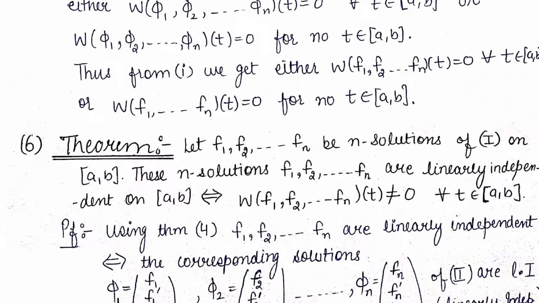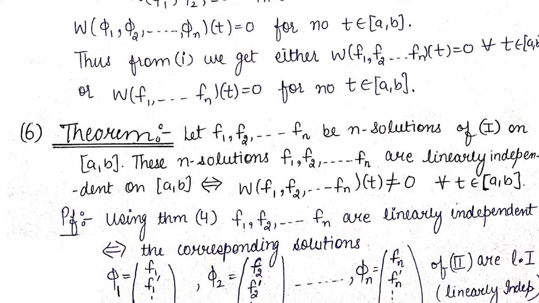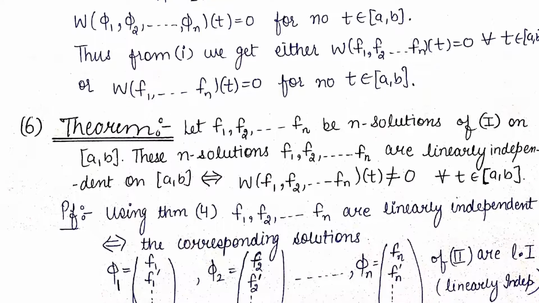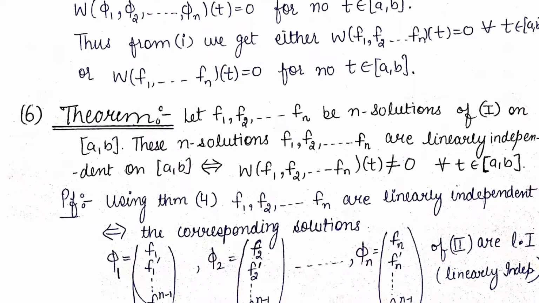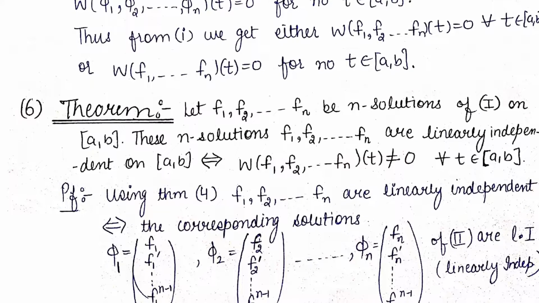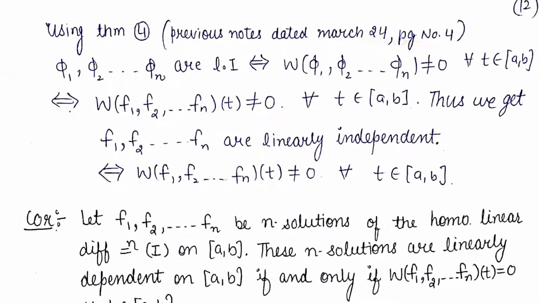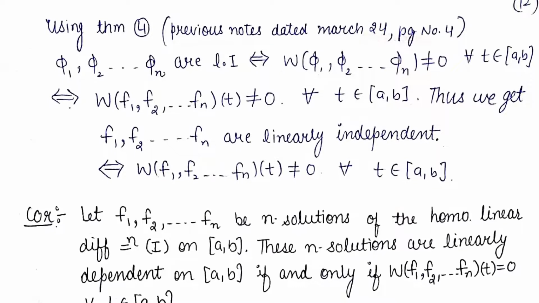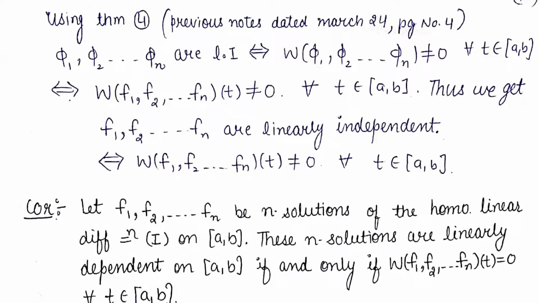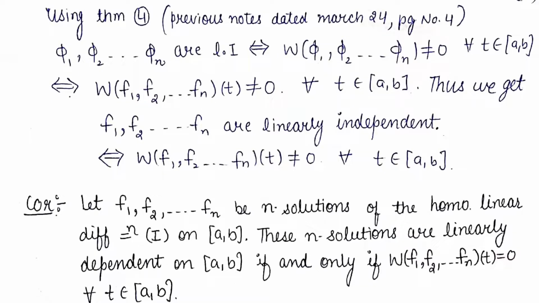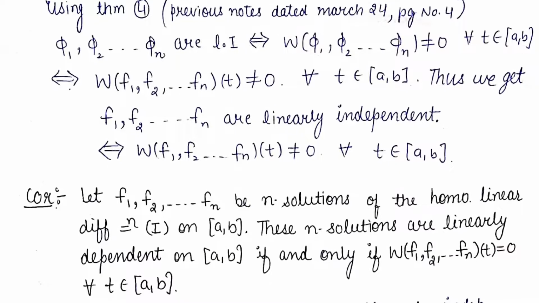Now, the proof. Using theorem 4, we get that f1, f2, ..., fn are linearly independent if and only if the corresponding solutions phi 1, phi 2, ..., phi n of 2 are linearly independent. So now, using theorem number 4 from the previous notes, in which we have proved that phi 1, phi 2, ..., phi n are linearly independent if and only if the Wronskian of phi 1, phi 2, ..., phi n is not equal to 0 for all t in AB.